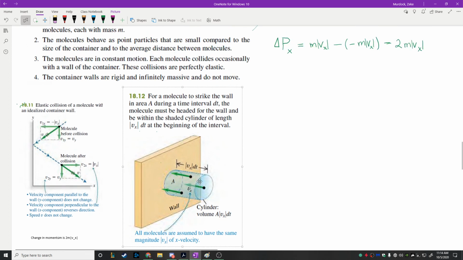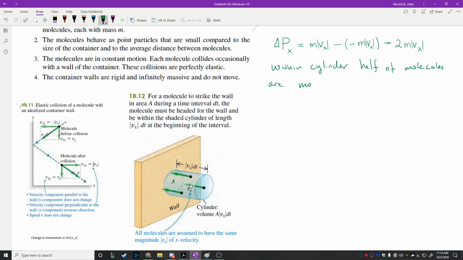We're going to make the assumption that half of the molecules within the cylinder are moving to the left and half the molecules are moving to the right. So half of the molecules are moving to the left, right?